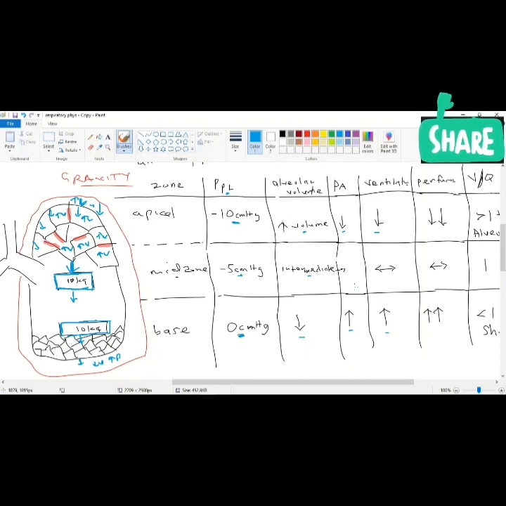Yes, thank you. Now if you check the ventilation perfusion ratio, I take ventilation and divide it by perfusion. What will I get? Will my ratio be more than 1, less than 1, or 1? What do you think?